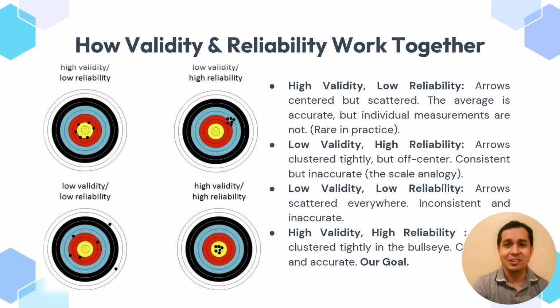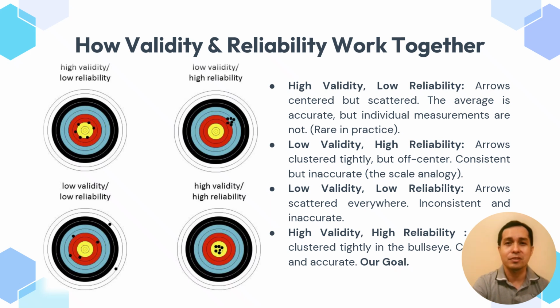This classic target diagram perfectly illustrates the relationship. The top left is rare in practice: high validity but low reliability. The average is on target, but any single measurement is unreliable. The top right is a consistently wrong scenario: low validity but high reliability. The shots are tightly clustered, but they're all missing the bullseye.